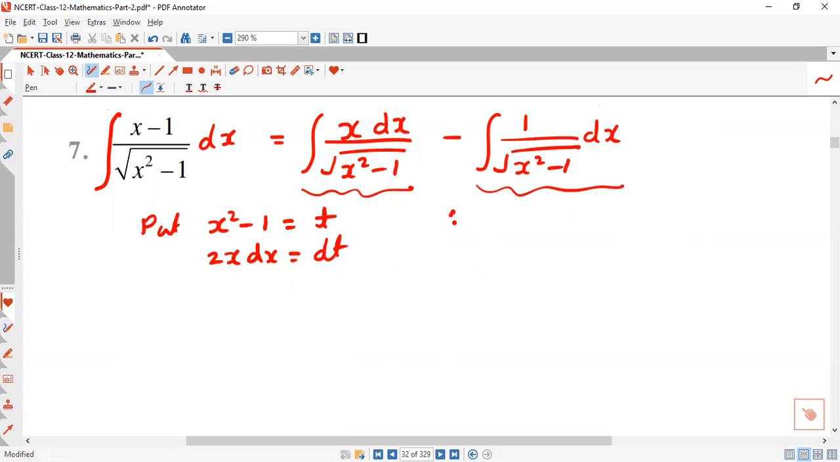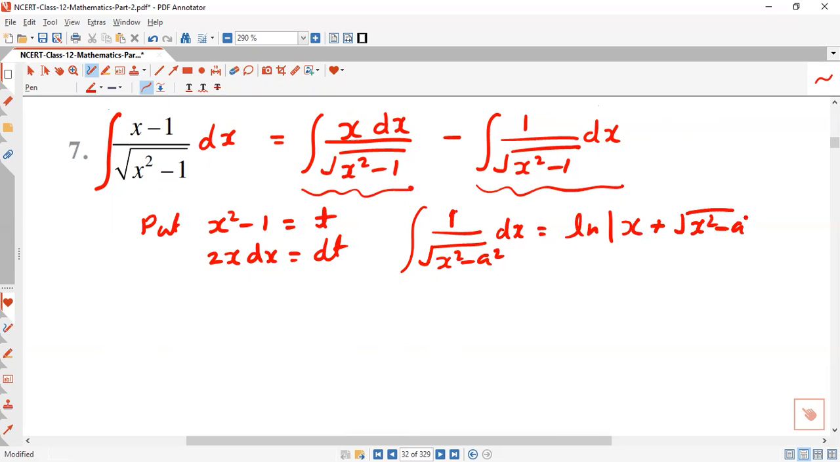This is the formula. So naturally we do not need to describe too much here. x square minus a square, you know the formula. You know this formula: 1 upon under root of x square minus a square dx will be log of x plus under root of x square minus a square.